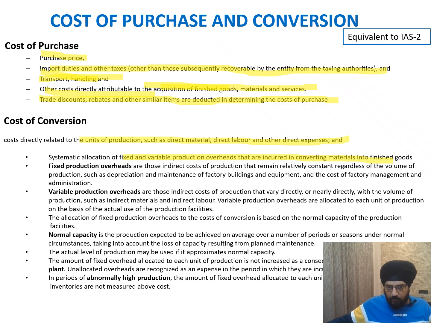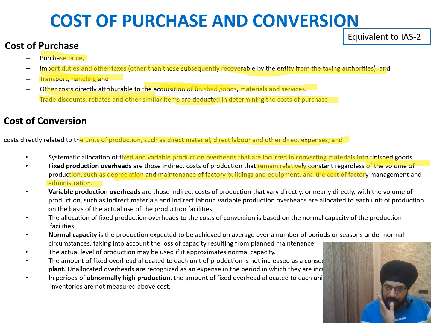Fixed production overhead are those indirect costs of production that remain relatively constant regardless of the volume of production, such as depreciation and the maintenance of the factory and building, and other costs of factory management and administration. So all those costs which are required to be incurred to set up the factory include factory administration cost. If, let's say, we are taking the factory on rental, then rental cost is also part of my factory overhead cost, and overhead would be absorbed into the cost of my conversion.